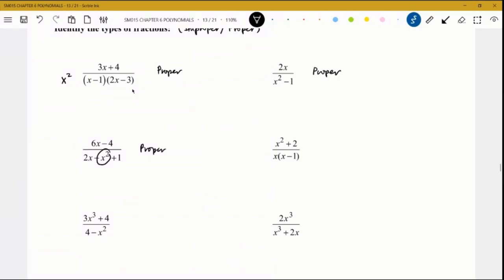But then for this one we have it x squared and di bawah pun x squared. So we have a same degree atas dan bawah. So this one we call it as improper fraction. Okay, so improper fraction kamu kena buat long division dulu untuk jadikan dia proper, baru kita boleh buat partial fraction.